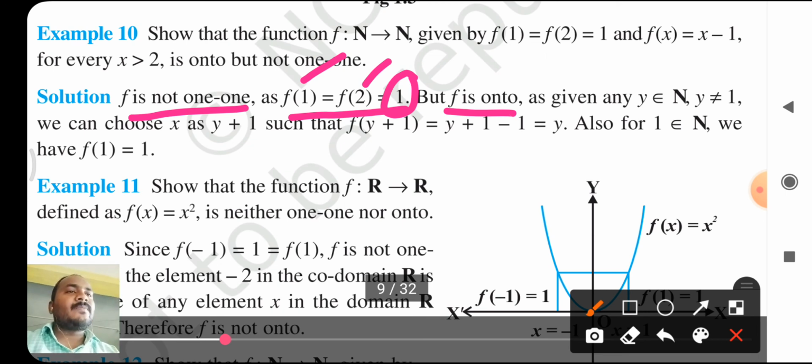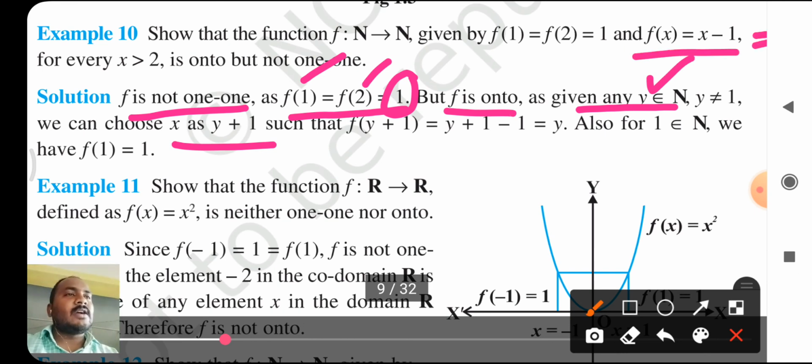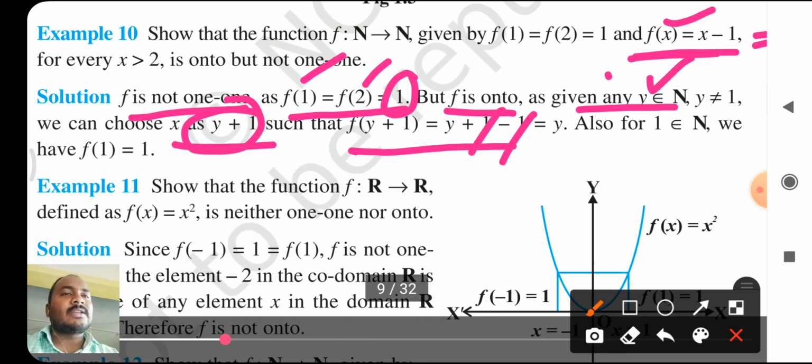As given, any y belonging to the codomain N of the given function, y is not equal to 1. We can choose x as y plus 1. It means we consider f of x equal to y, and express x in terms of y, so x is equal to y plus 1. Put x is equal to y plus 1 in the given function, then after simplification the plus 1 and minus 1 get cancelled, we get f of y plus 1 is equal to y. Therefore, f is an onto function.